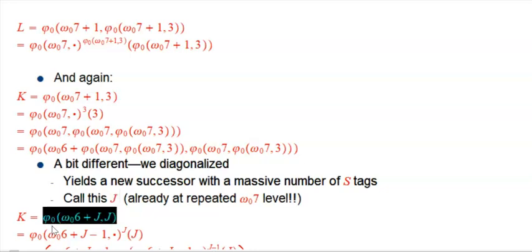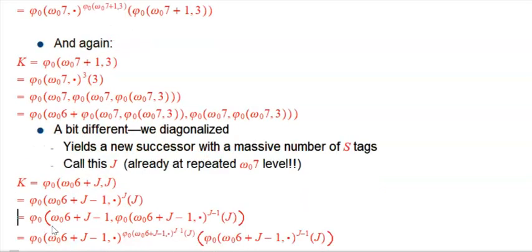Okay, so now what we've got is K. Remember, this is already deep in the iteration level, so this is just a very small part of the final calculation we want here. But we can write it as V naught of omega naught 6 augmented with this immense number J successors acting on J. And I'm not going to go much further.